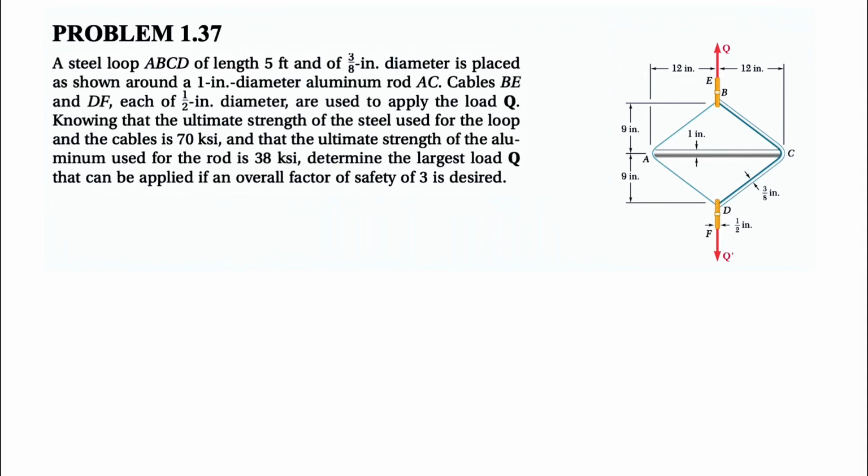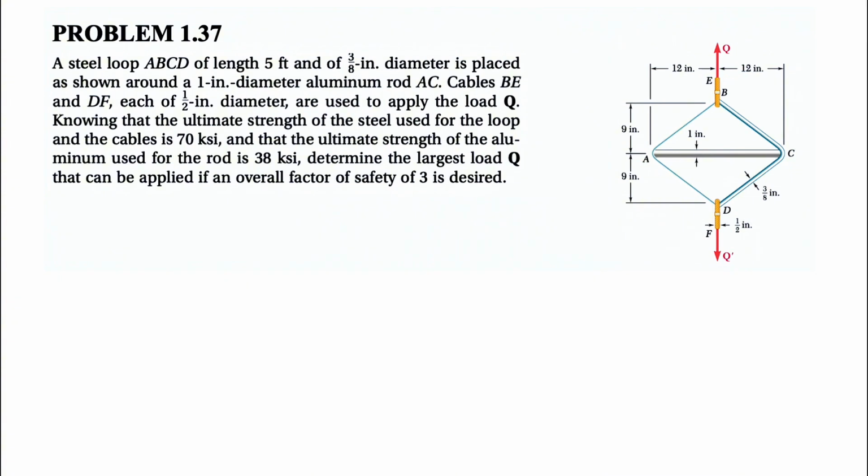Alright guys, let's see how we can solve question 37 from the first chapter of the Johnston textbook, Mechanics of Materials. We have a steel loop ABC that has a length of 5 feet and diameter of 3/8 inches, and it's placed around a 1-inch diameter aluminum rod AC. We have two cables BE and DF, each of them 1/2 inches diameter, and they're used to apply load Q.